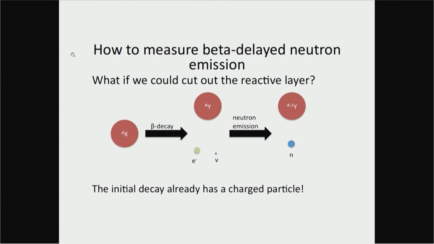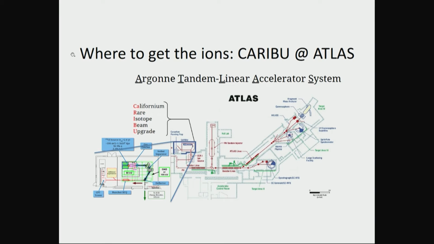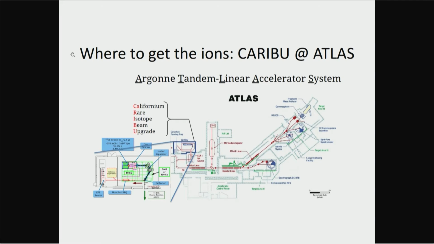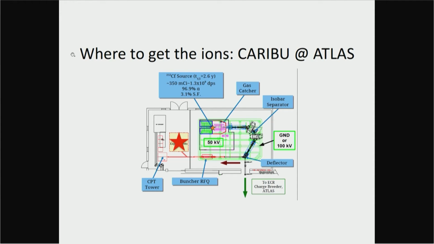Now, when we used the beta-Paul trap, we did the experiment at Argonne National Lab using CARIBU at ATLAS. ATLAS is the Argonne Tandem Linear Accelerator System. The tandem is no longer there, so I actually like to refer to it as ALAS. But we're actually going to focus on CARIBU. CARIBU is the Californium Rare Isotope Beam Upgrade. It's a Californium-252 source that sits right here. It's about 350 millicurie, and it has a spontaneous fission of about 3%.